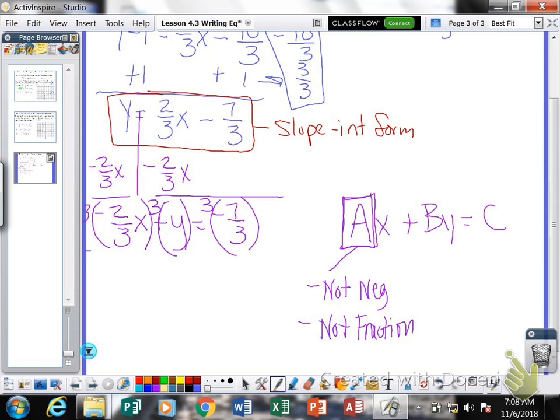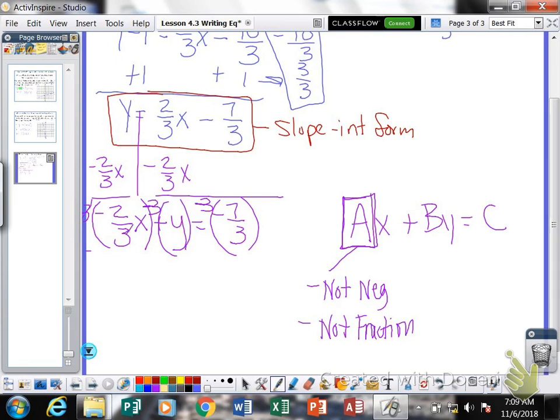Sorry, let me back up a second. If I multiply by 3, I get rid of the denominator, but I also need to get rid of this negative. So could I multiply by negative 3? I can. So I want to multiply by negative 3, negative 3, negative 3, because a negative and a negative make a positive. So 3 and 3 cancel out, leaving me with 2x.